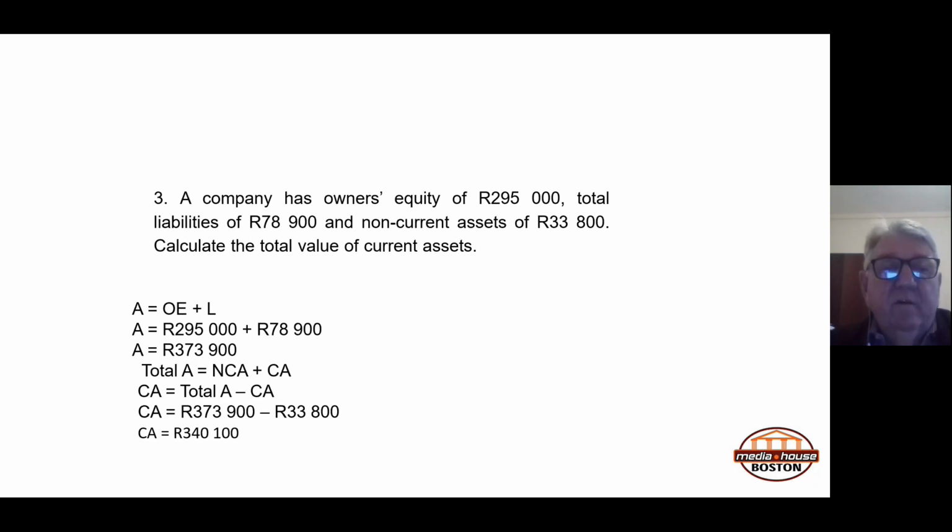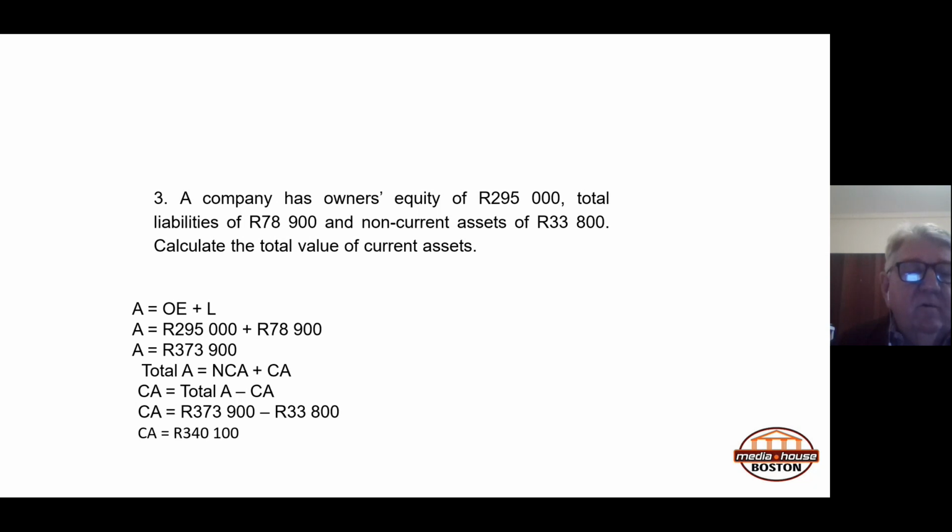Number 3. A company has owner's equity of 295,000, total liabilities of 78,900, and non-current assets of 33,800. Calculate the total value of current assets. So let's start with our equation again. Assets is equal to owner's equity plus liabilities. Okay, so there we've got our owner's equity of 295. We have liabilities of 78,900. So we know that our assets must be worth 373,900.